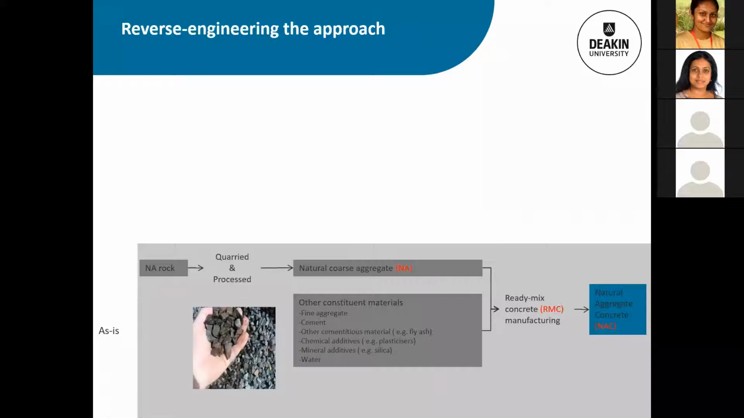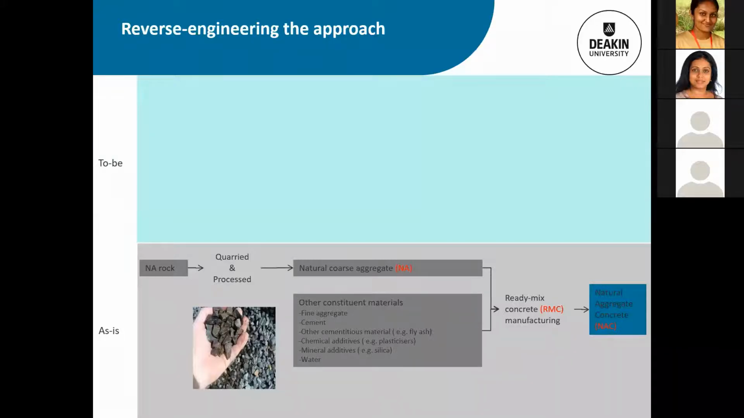So I quickly want to explain about the market in Australia. In Sri Lanka, we have the practice where we have mixing of concrete happening on site, especially for residential construction. But in Australia, that hardly happens. Most of the concrete that is used in structures is coming from ready-mix concrete manufacturing facilities. So this is the traditional way of doing things.